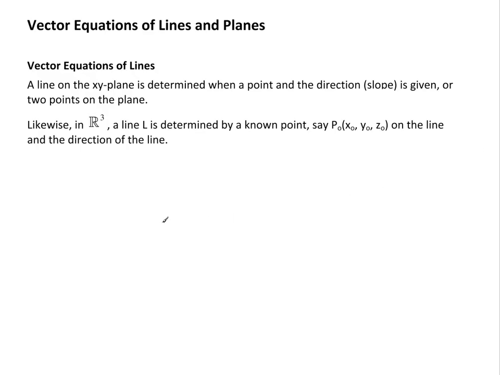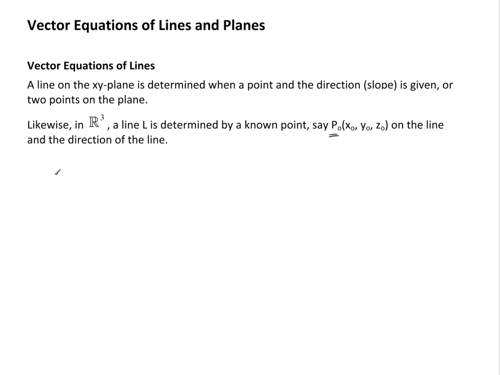Now we'll do something similar in R3. A line in R3 is determined by a known point, which I'm going to call P0, with coordinates x0, y0, z0, that's on the line, and the direction of the line. That's really all we needed in R2: a point and the direction of the line. But the direction of the line in R3 is not exactly the slope. It's not quite the same thing.